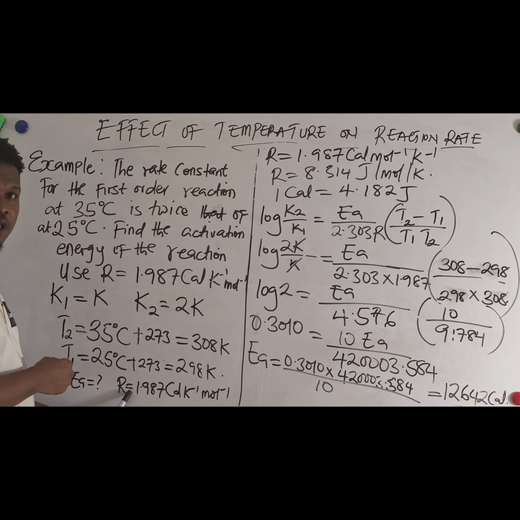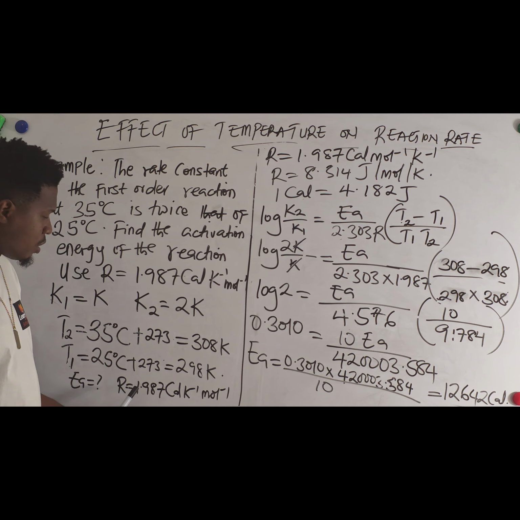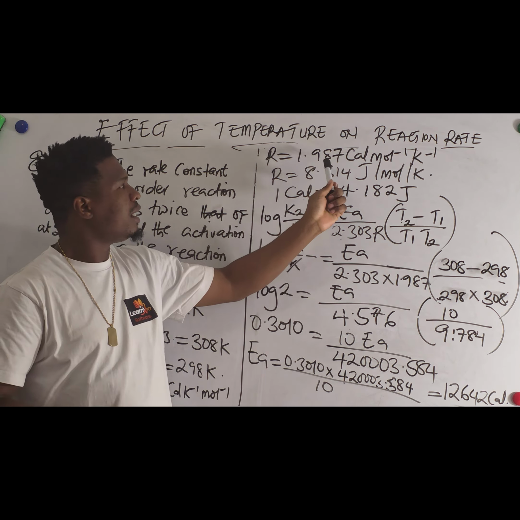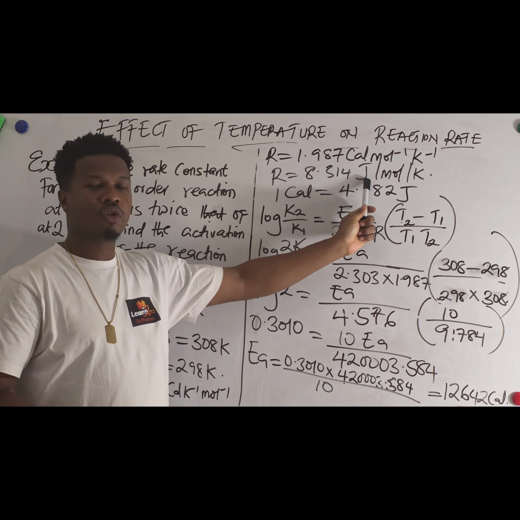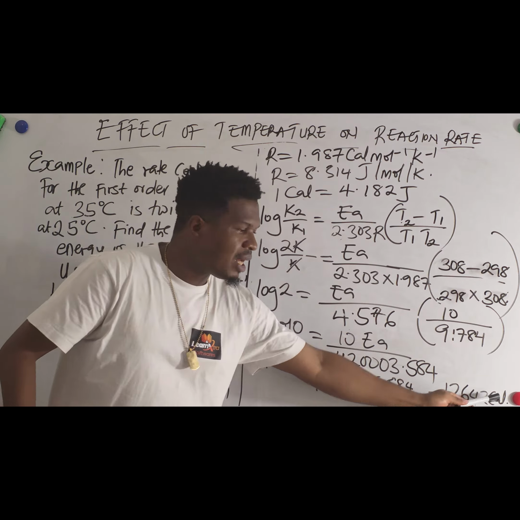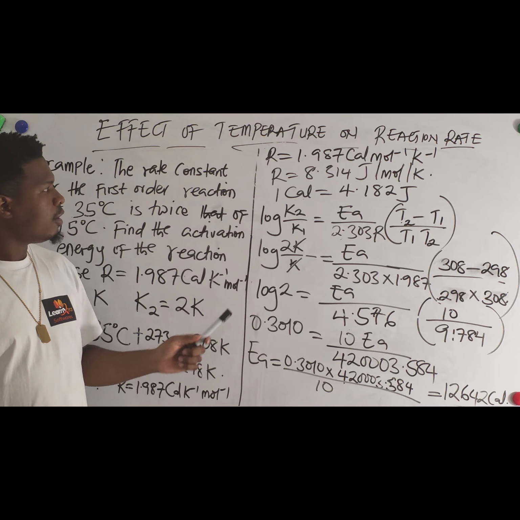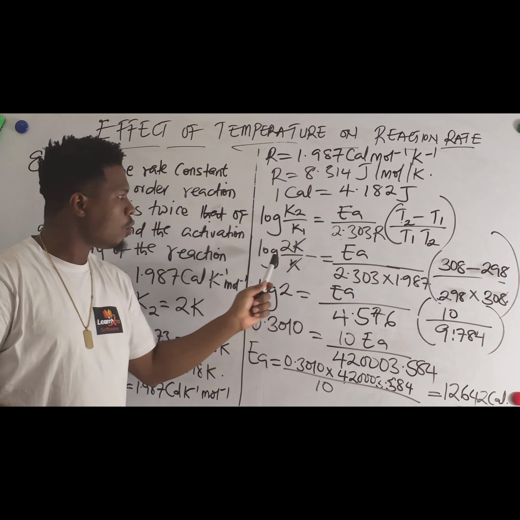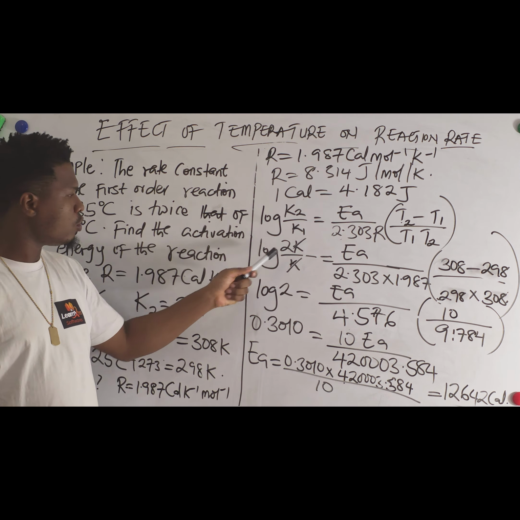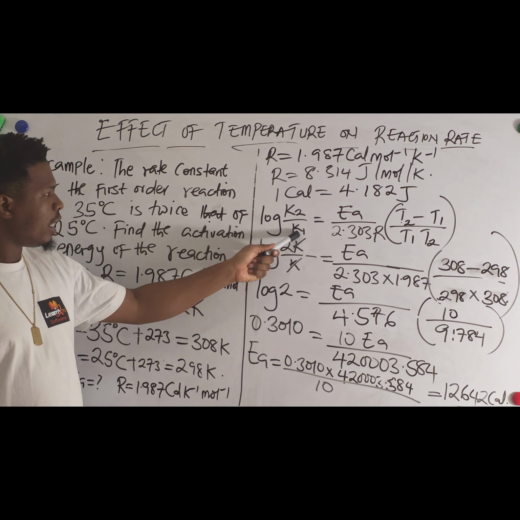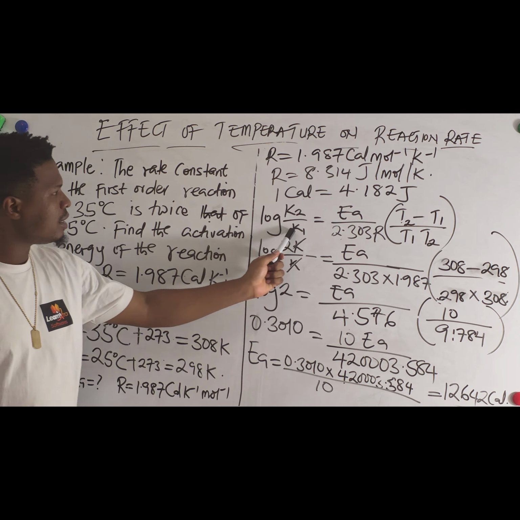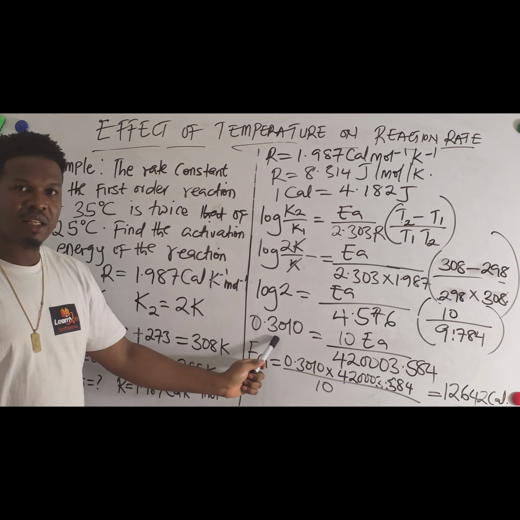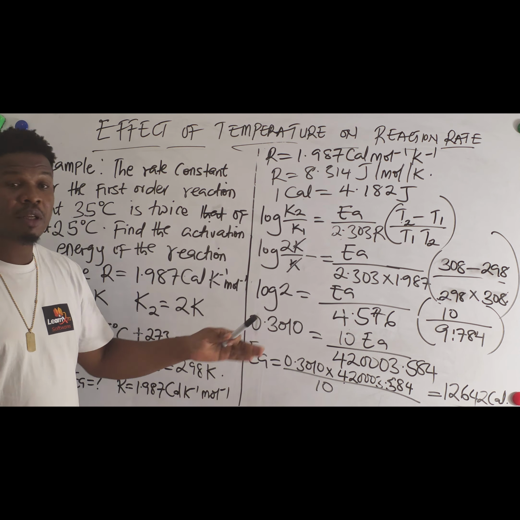The universal gas constant R was given to you as 1.987. And I told you already that they can give it to you in calorie or in joules. Whichever they give you will determine the final answer of what you are looking for. So log K2 over K1 is equal to this, the Arrhenius equation. We plug in the value for K2, which is 2K, and for K1, which is K. K cancels K, you have only 2. So log 2 is 0.3010, or just say 0.301.